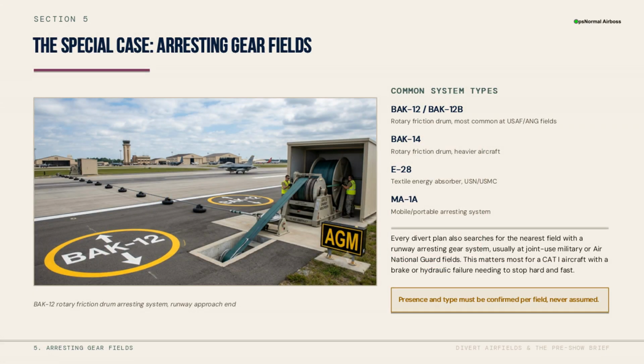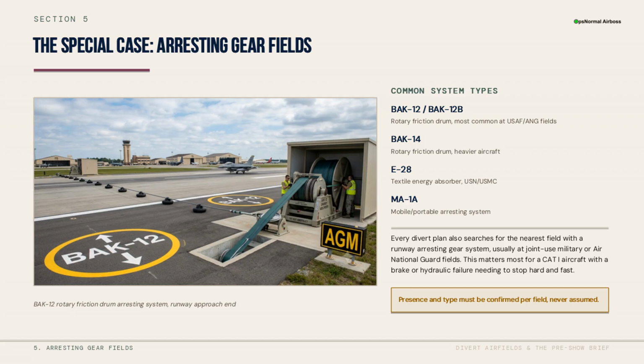There's one more thing every divert plan searches for beyond the standard categories: the nearest field with a runway arresting gear system. The photo you're looking at shows an actual BAK-12 installation with its cable stretched across the approach end. These systems usually live at joint-use military or Air National Guard fields, and they matter most for a Category 1 aircraft with a brake or hydraulic failure that needs to stop hard and fast with no other options. You'll see a few common types listed here: BAK-12 and its updated variant, the heavier-duty BAK-14, the Navy and Marine Corps E-28, and the portable MA-1A.